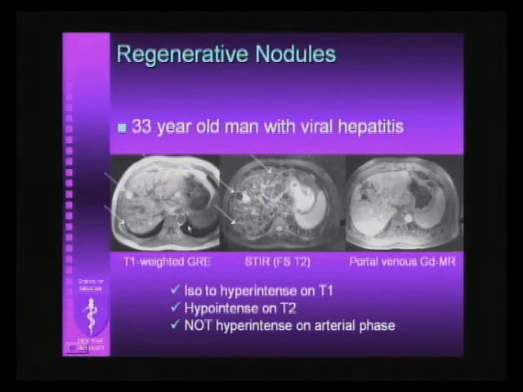Here's another example of more focal, more well-defined regenerative nodules. They can have a signal intensity pattern that typically is iso or hyperintense on T1, typically hypointense on T2, and the key here for distinguishing them from malignancy is that they are not hyperintense on the arterial phase.